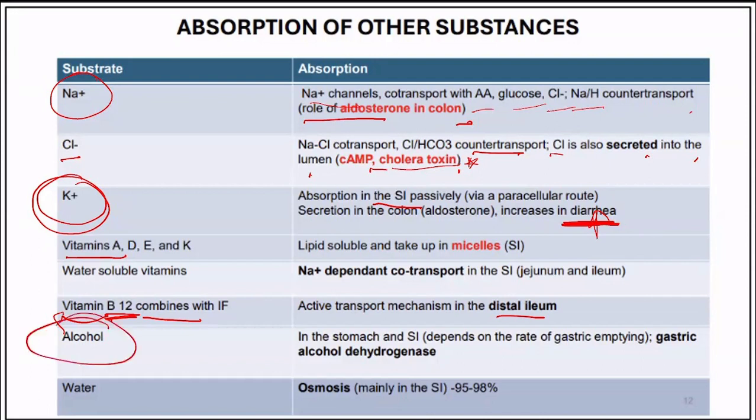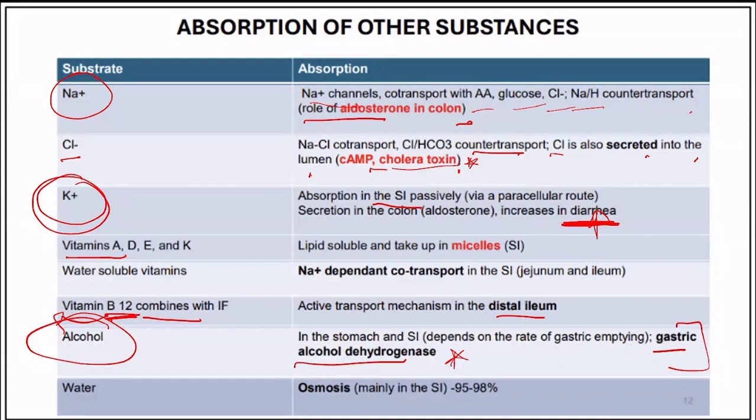And then let's come to alcohol. Gastric alcohol dehydrogenase, and it is absorbed in the stomach, and the small intestine depends on the rate of gastric emptying. Okay, you want to know the details of this, just know this from the table, basically, just the enzyme. Gastric alcohol dehydrogenase. And then water.